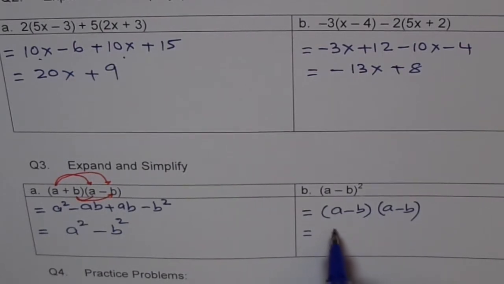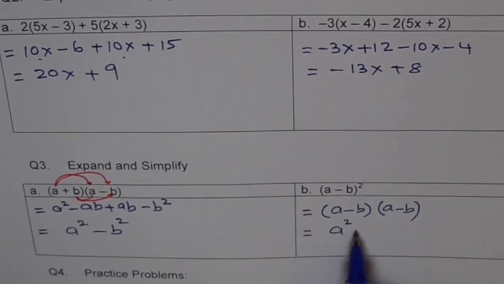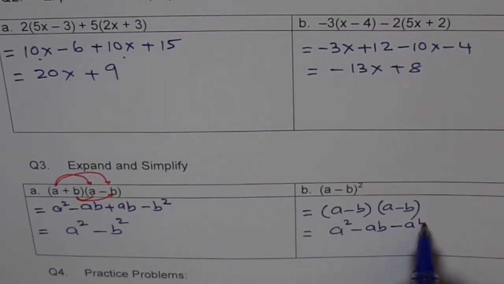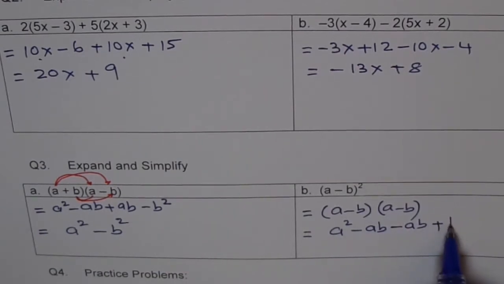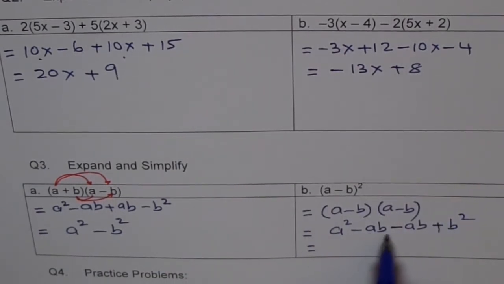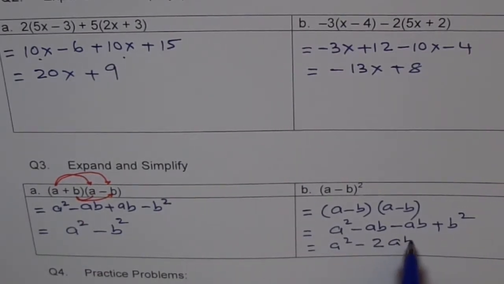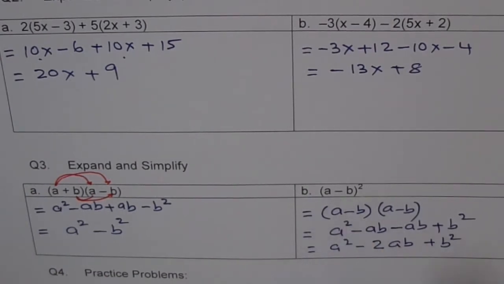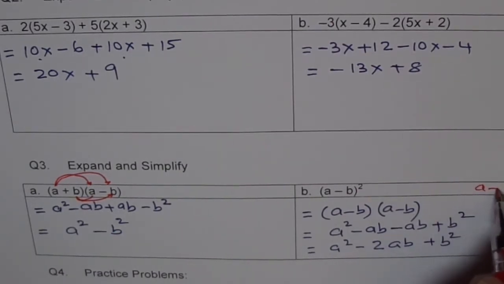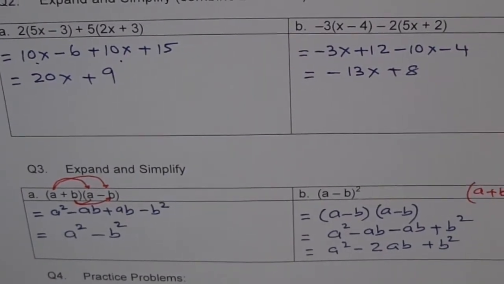So multiplying with a, we get a square minus ab, and then with minus b, we get minus ab, and minus times the minus is plus b square. And combining like terms, minus ab and minus ab will give us minus 2ab plus b square. This is also a very important formula. A minus b whole square is a square minus 2ab plus b square. Try out a plus b whole square. If you do that, you will get a plus sign here, rest will be the same.